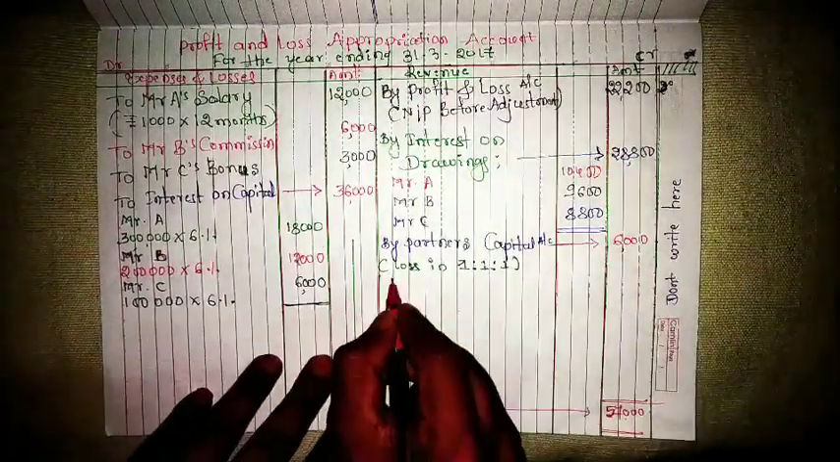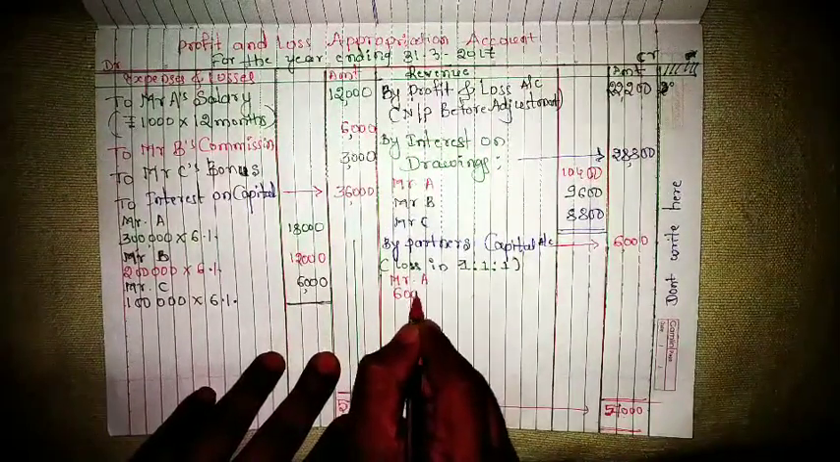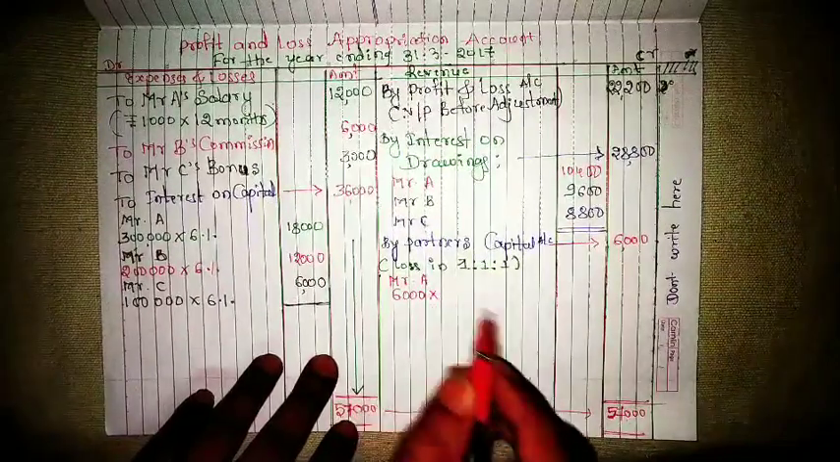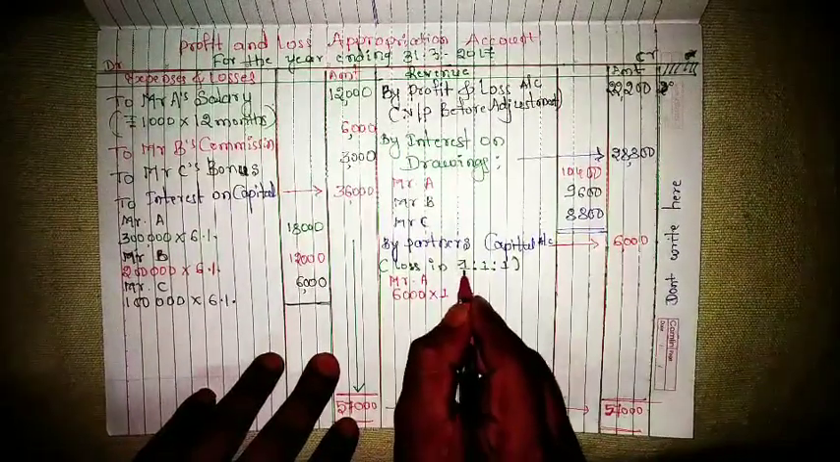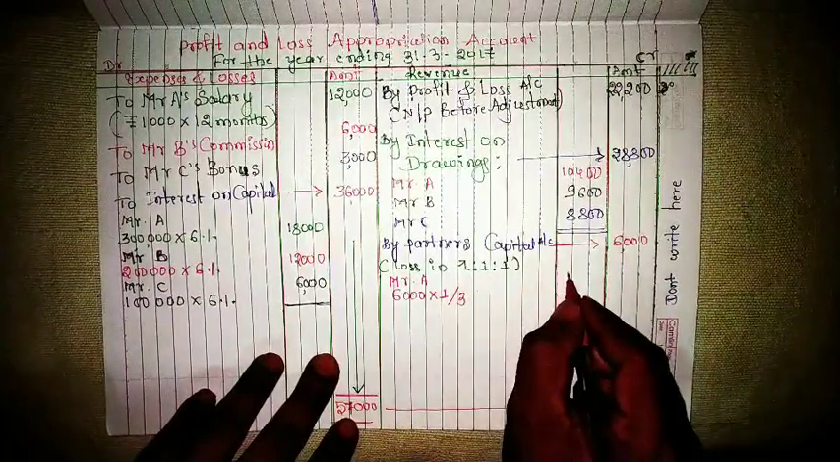Mr. A. What is the total loss? 6,000. A's ratio is 1. 1 plus 2 plus 3 divided by 3. It is 2,000.